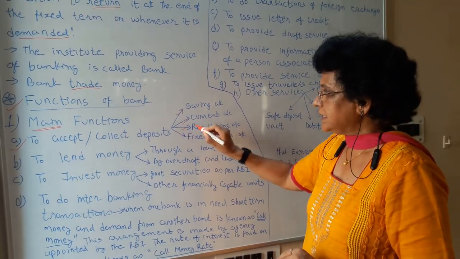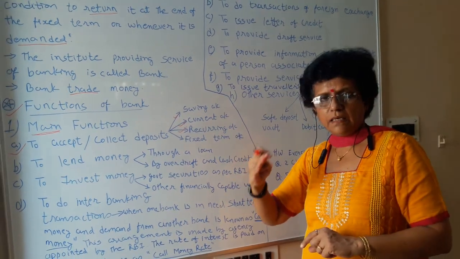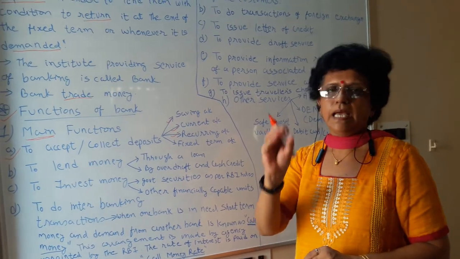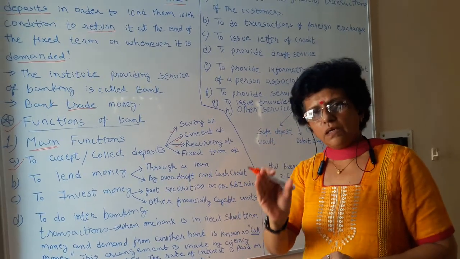The third is the recurring account. The word itself says recurring, occurring again and again. You deposit a particular amount of money at a particular period of interval.